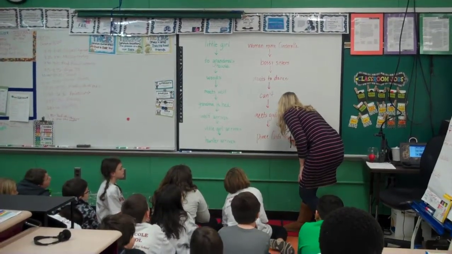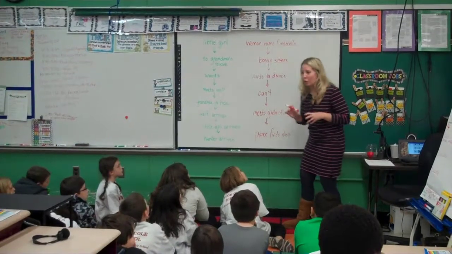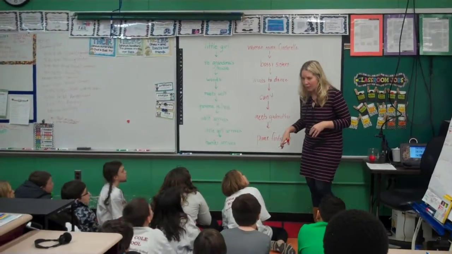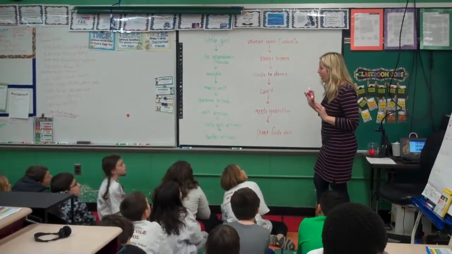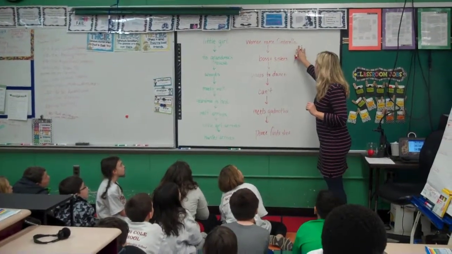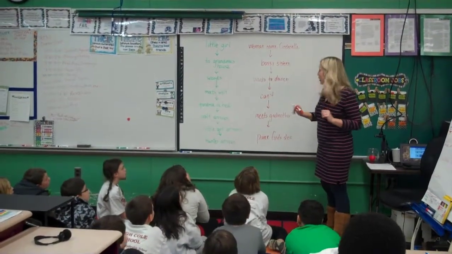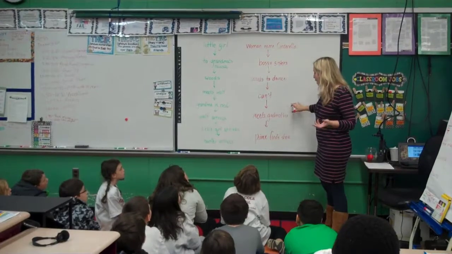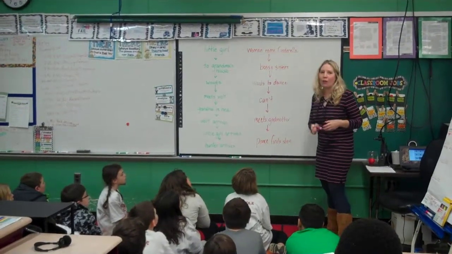Shoe. Now I like this because you gave us some clues, but if somebody didn't know the story of Cinderella, they wouldn't quite know what happened. We have a woman named Cinderella. She has some bossy sisters. She wants to dance. She can't. She meets a godmother, and the prince finds her shoe.